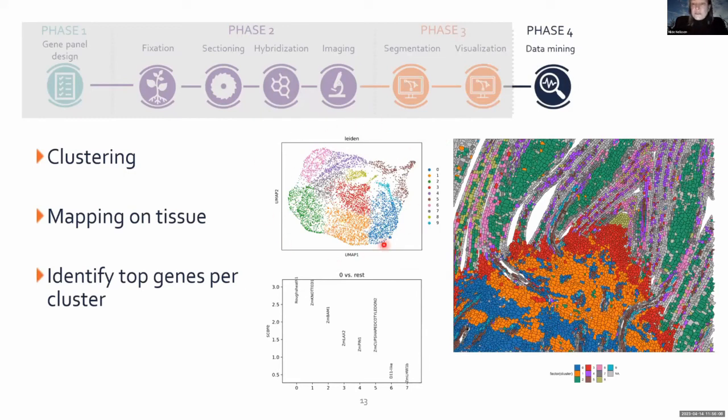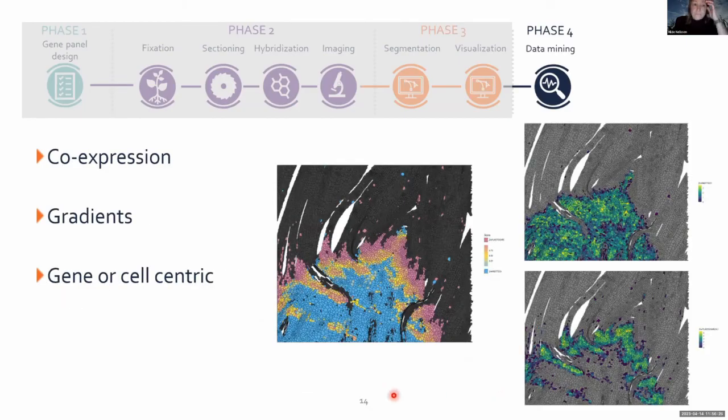You can do clustering on the data, and you can then map the clusters back on the tissue context. For every cluster, for instance, for the blue one here, you can see which of the genes are mainly responsible for this cluster. But we can also look more quantitatively. Here on your right, you can see gradients, because we know the exact amount of counts per cell. We can really make this quantitative.